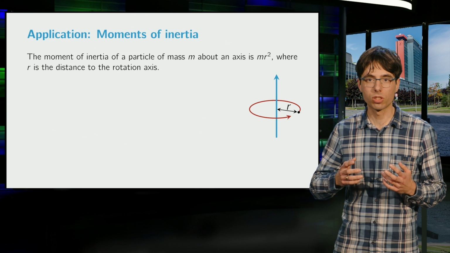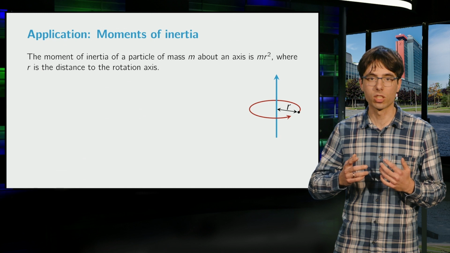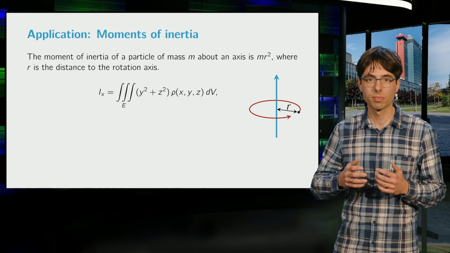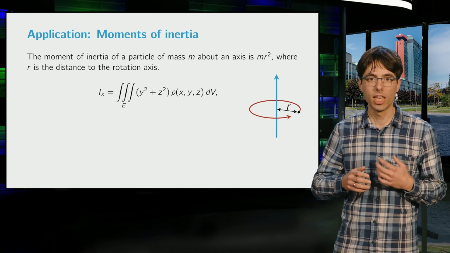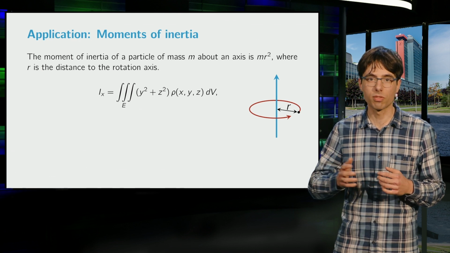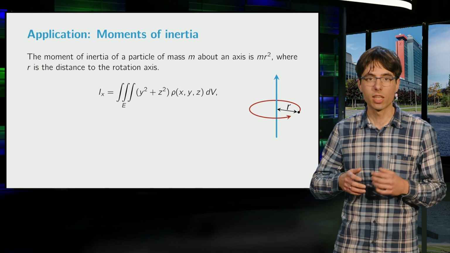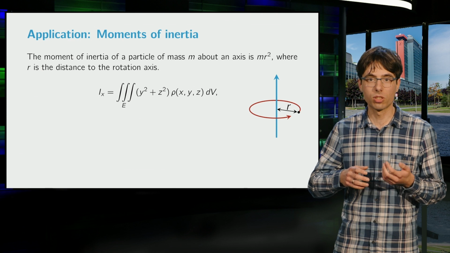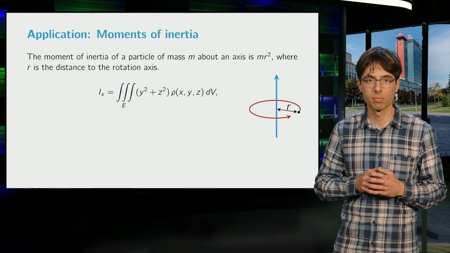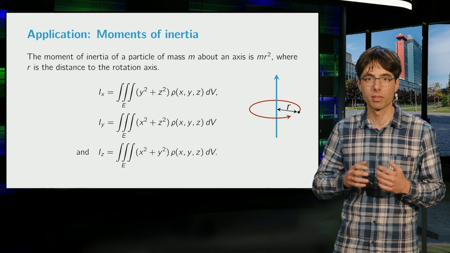Now suppose we have a solid object E with mass density ρ, rotating around one of the coordinate axes, let's say the x-axis. For any point (x, y, z) on the object, the distance to the x-axis equals the square root of y squared plus z squared. That means that the total moment of inertia around the x-axis should be the triple integral of the mass density times the distance squared, which then turns out to be the triple integral of the mass density times y squared plus z squared. The formulas for the moments of inertia around the y and z axes are similar.